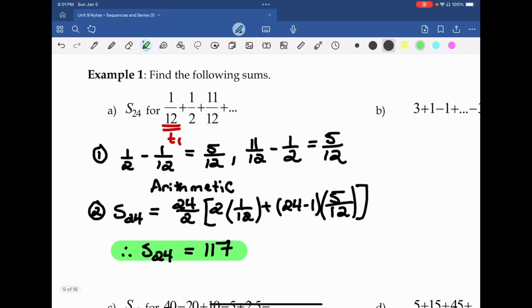So if I continued this series on and on for the first 24 terms and put them all together by addition, I would get the number 117. All right, let's go over to B and do a very similar approach to start it.